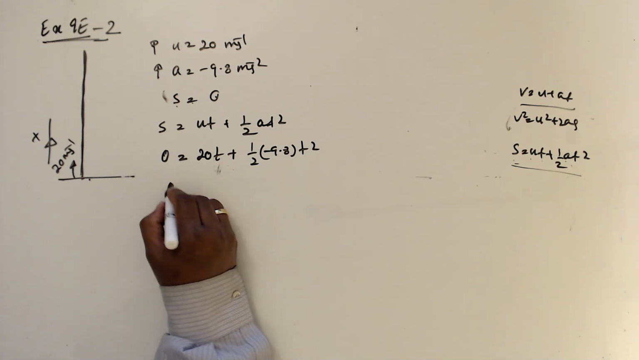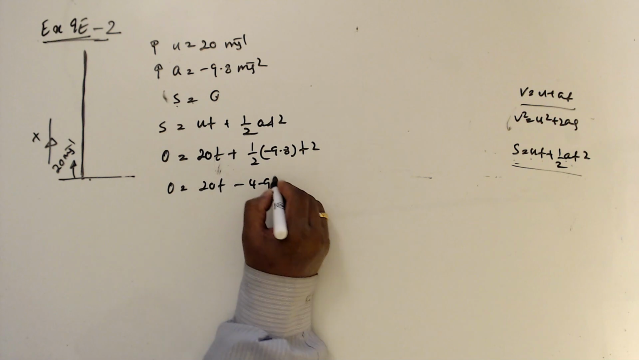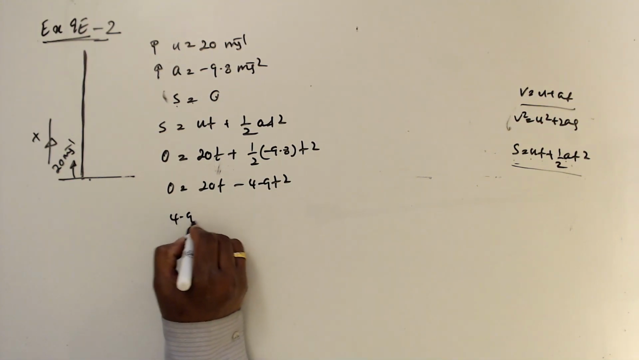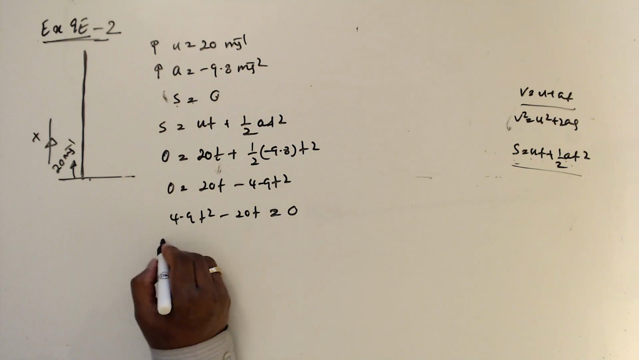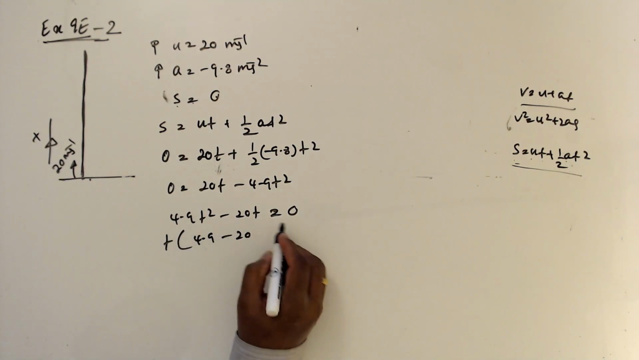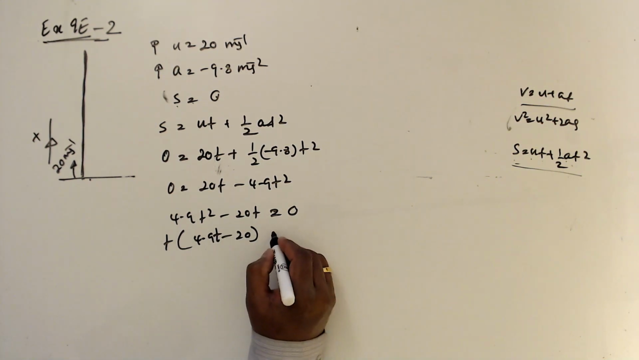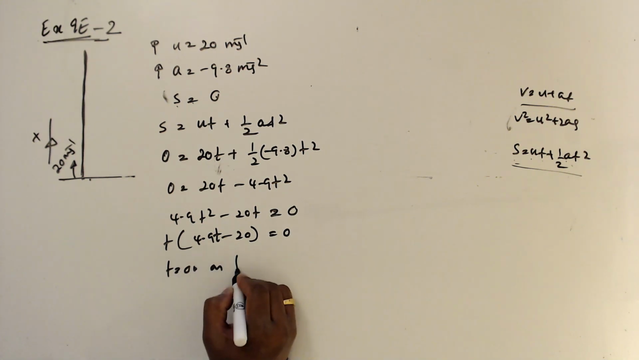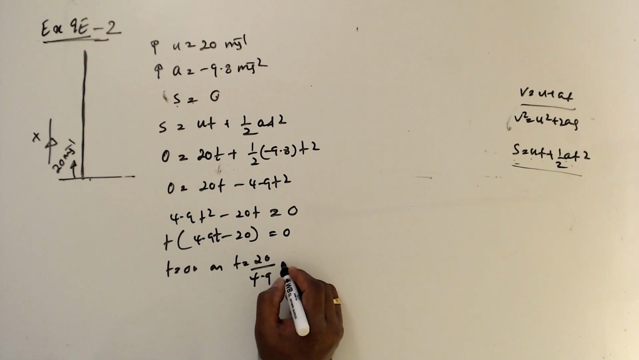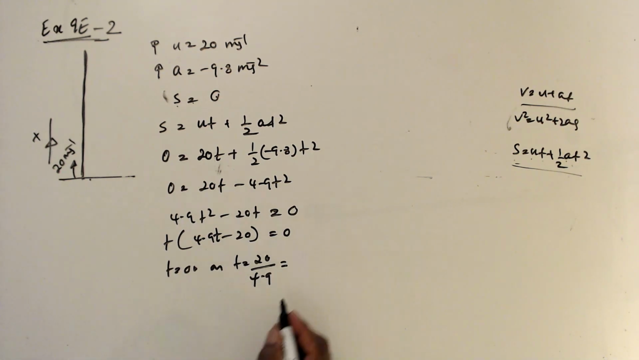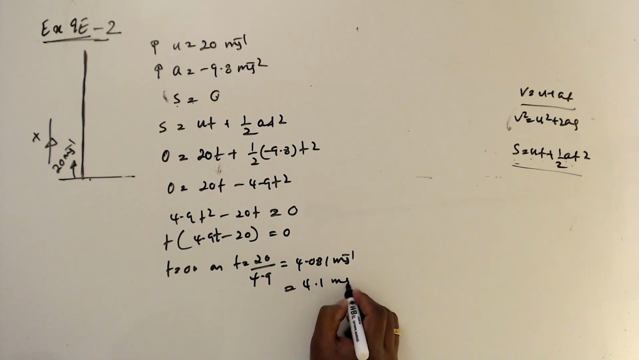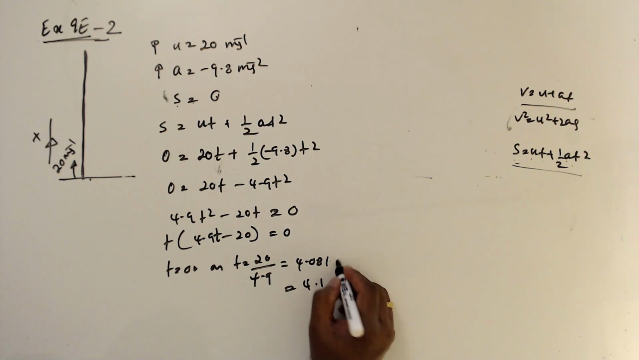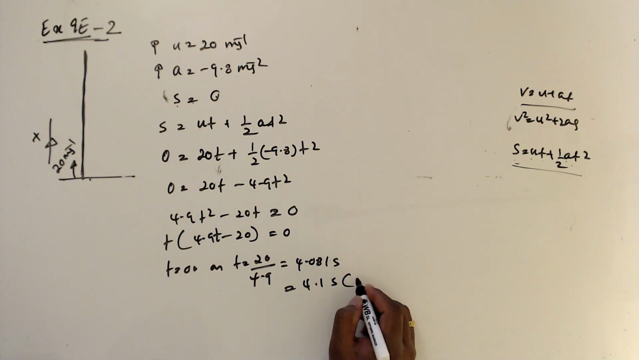So this is going to be 20t minus 4.9 t squared. So I'll bring everything to here: 4.9 t squared minus 20t equals 0. I'll take t out as a factor: t times (4.9 t minus 20) equals 0. t equals 0, or t equals 20 divided by 4.9. This figure should be 4.081 seconds, basically 4.1 seconds to 2 SF.